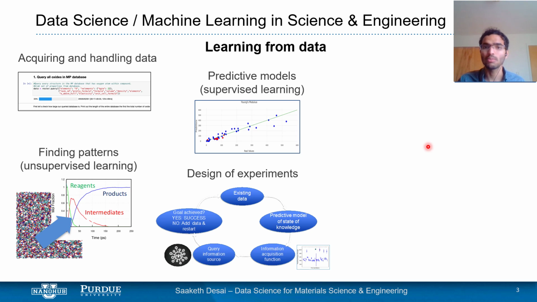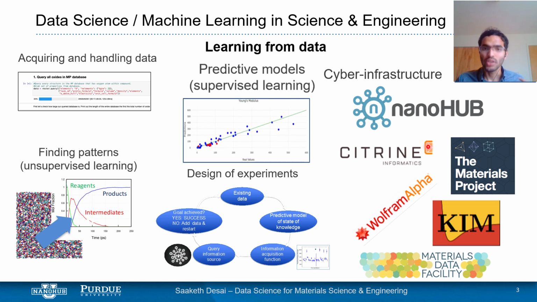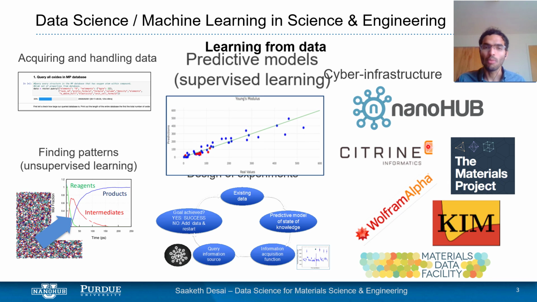All of these data science and machine learning concepts can be realized in practice only with cyber infrastructure. The cyber infrastructure of our choice is NanoHub, which is already connected to a wide variety of materials datasets like Citrine Informatics, Materials Project, Wolfram Alpha, and additionally also consists of various machine learning libraries and packages pre-installed for you. Today, we will look at neural networks, a form of supervised learning where we will develop predictive models for our datasets using a neural network.